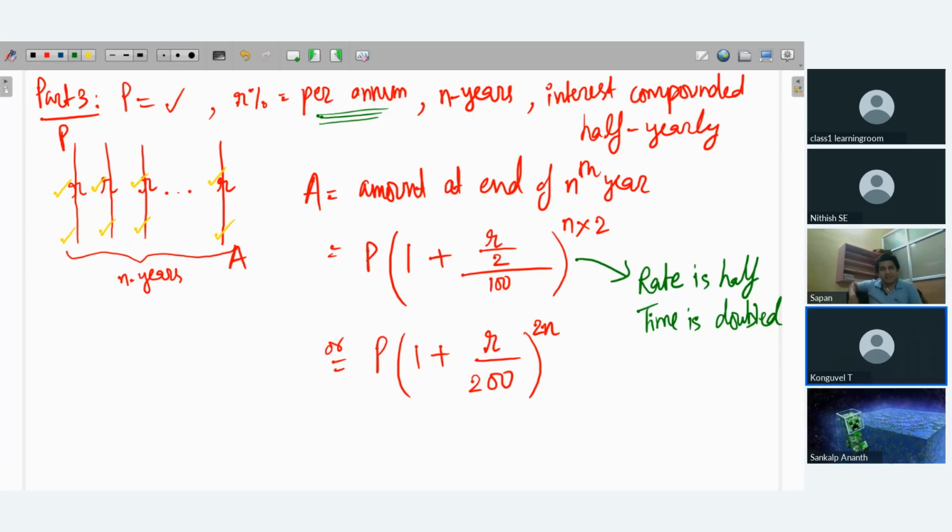If in the same case I say that everything is the same, only the difference is the interest is compounded quarterly. So it will be R by 4 and N into 4, sir. Exactly, yes. So the rate will be quarterly divided and time will be quadrupled. Double of double. 1 plus R by 4 by 100, the whole power N into 4. Yes. Now also, there is a remark here.